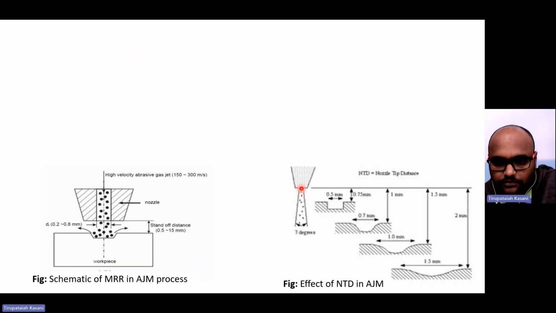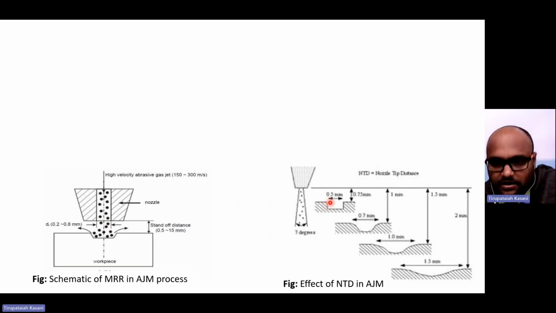Means from the starting point, from the nozzle tip, when it goes down, it is bulging or diverging. The stream is diverging. Means if the standoff distance or the NTD, the nozzle tip distance, both are the same. I can say if the standoff distance or NTD is increasing: 0.75, 1, 1.5, 2 mm.